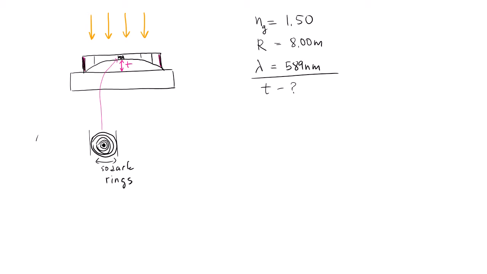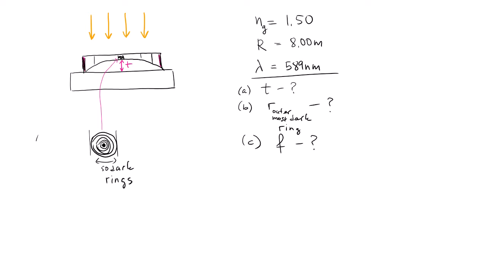Part A is that. Part B, we want to find out what is the radius of the outermost dark ring. So R for the outermost dark ring is a question mark. And finally, we want to find out what is the focal length of this lens.